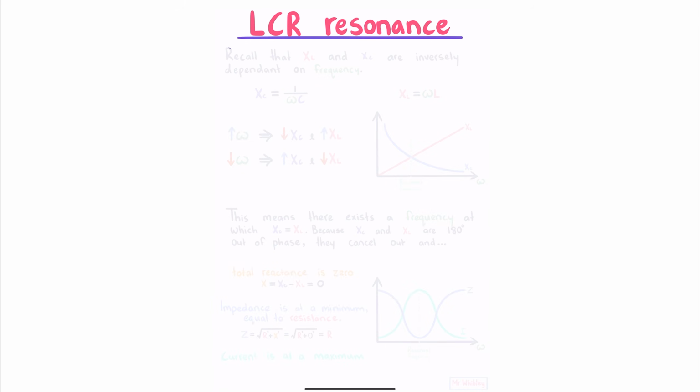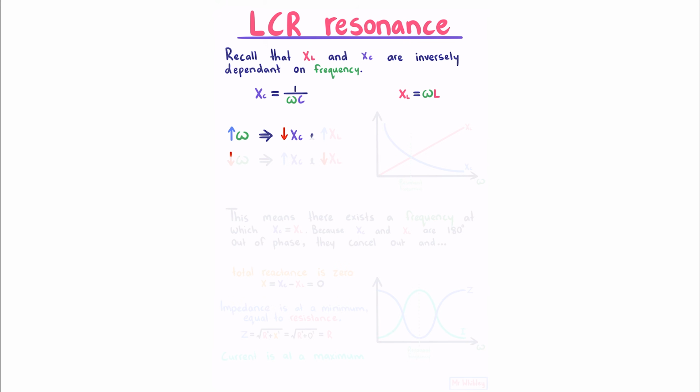LCR resonance. Recall that XL and XC are inversely dependent on frequency. Recall that they have these equations here, such that if we increase our angular frequency, our XC is going to decrease while our XL increases, whereas if we decrease our angular frequency, the opposite is true. What that means is if we were to graph this reactance against our angular frequency, our XL is going to increase linearly, whereas our XC is going to decrease in an inverse relationship.